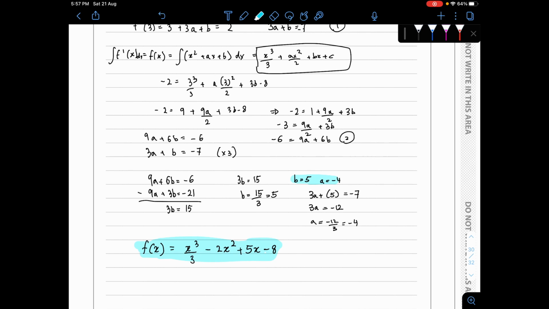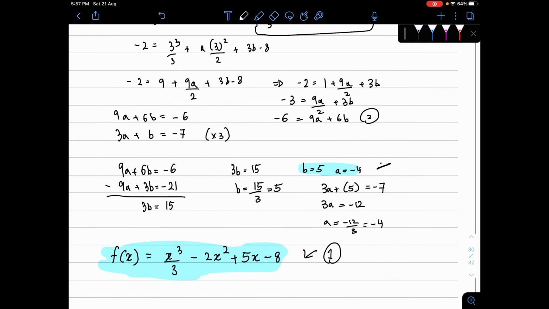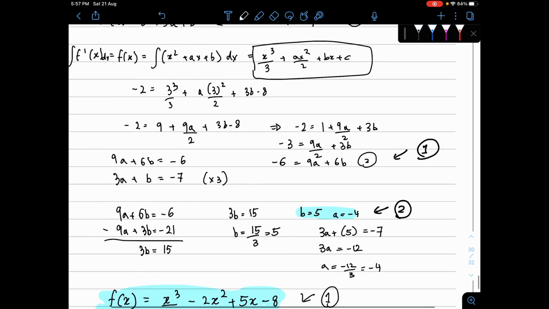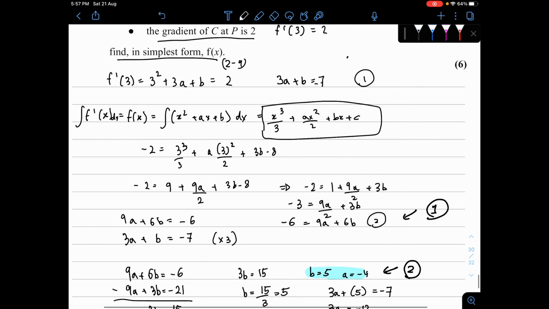Alright, so where do we get the marks? We get 1 mark obviously at the end for this, 1 mark for this, and 1 mark for this. 2 marks for getting a and b. 1 mark for getting to this equation over here. That's 4 marks. And 1 mark for getting the first equation, and 1 mark for figuring out that we need to integrate. So those are our 6 marks.